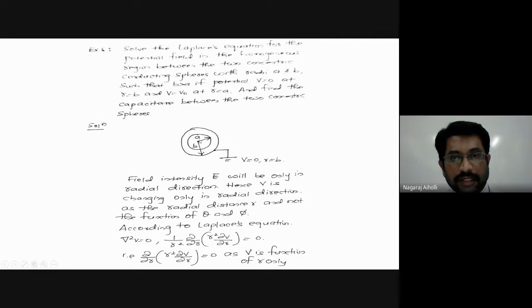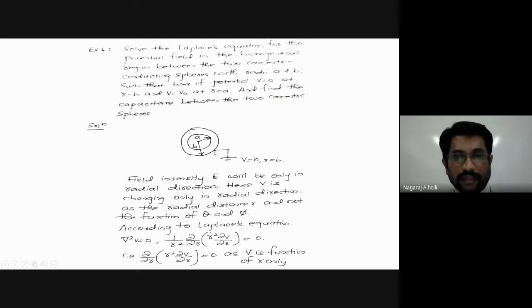This is the inner radius a, the outer radius b, where b is greater than a. The potential V equals 0 at r equal to b, and V equals V naught at r equal to a. Find the capacitance between the two concentric spheres.